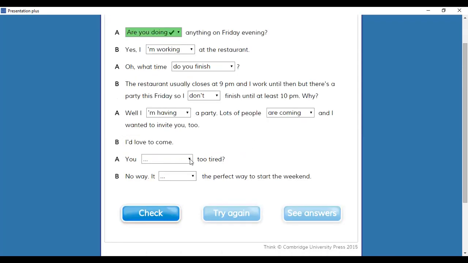A lot to come. You too tired? Won't be. You won't be too tired. No estarás cansado. Aquí, claro, es basado en tu opinión. O sea, de todo lo que me dijiste, ¿eh? Yo creo que no va a estar, o sea, creo que va a estar cansado, ¿no? Dice, no way. The perfect way to start the weekend.